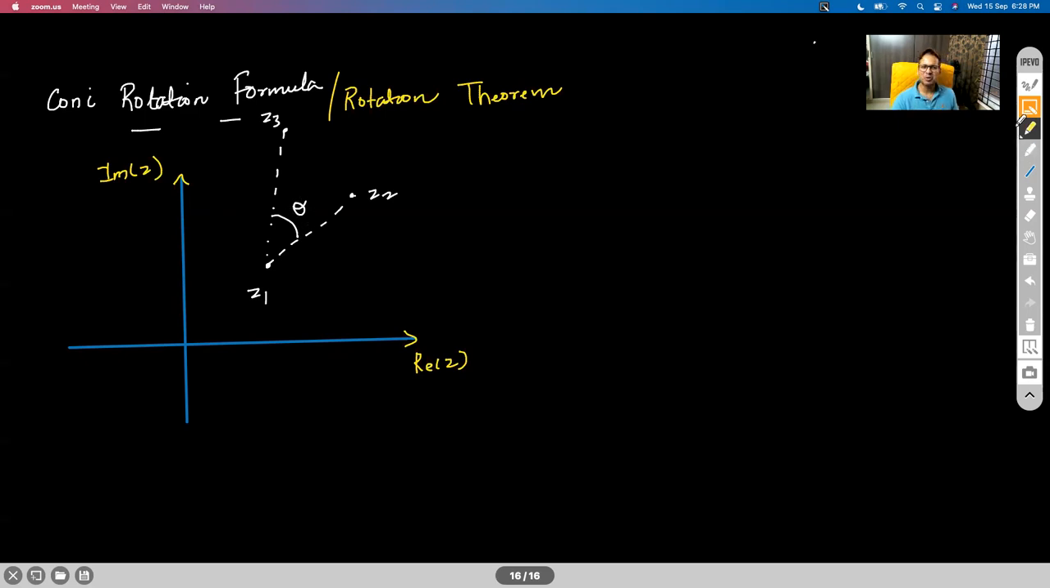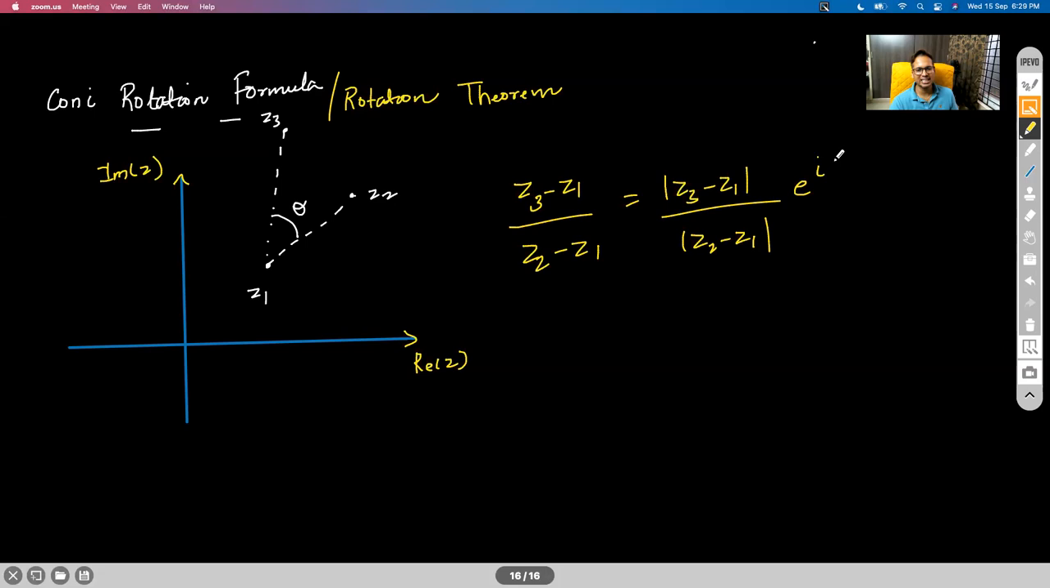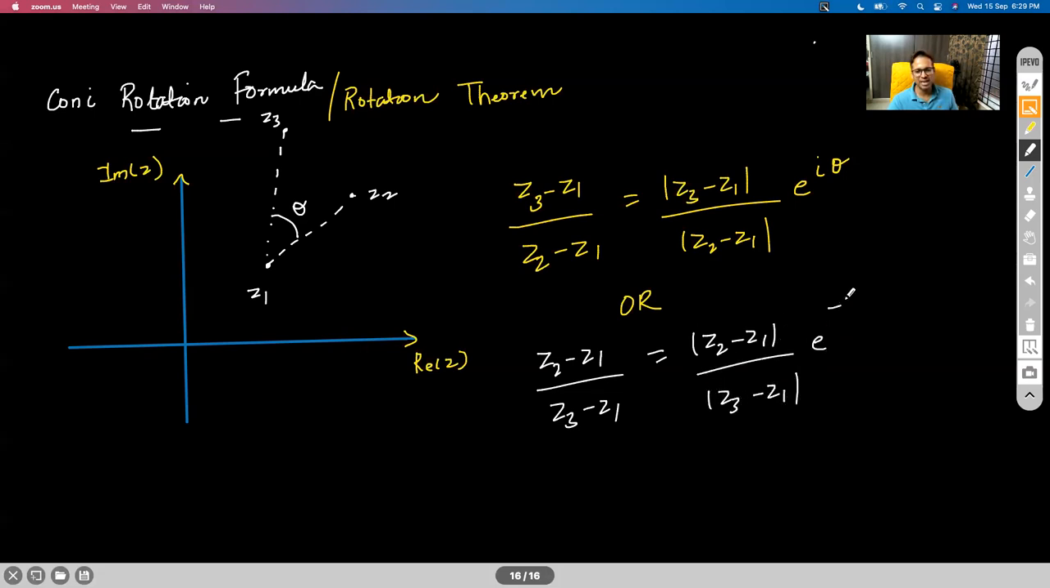Now, there is an interesting formula called the CONI rotation formula, which helps you to relate these three complex numbers along with this theta. Okay, so what is that relation? Let me write that down. So that relation is (Z3 - Z1)/(Z2 - Z1) = (|Z3 - Z1|/|Z2 - Z1|) e^(iθ). Okay. Or you can write the same thing by reciprocating it, like (Z2 - Z1)/(Z3 - Z1) = (|Z2 - Z1|/|Z3 - Z1|) e^(-iθ). So this formula is what we call as the CONI rotation formula.